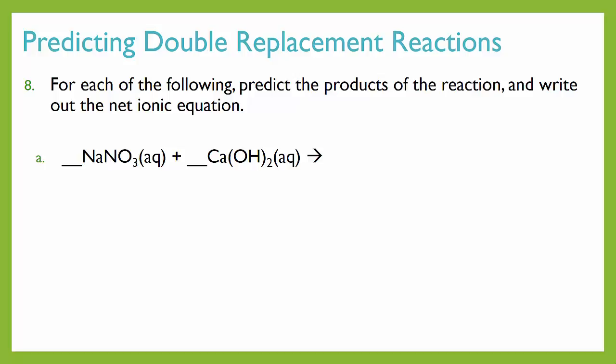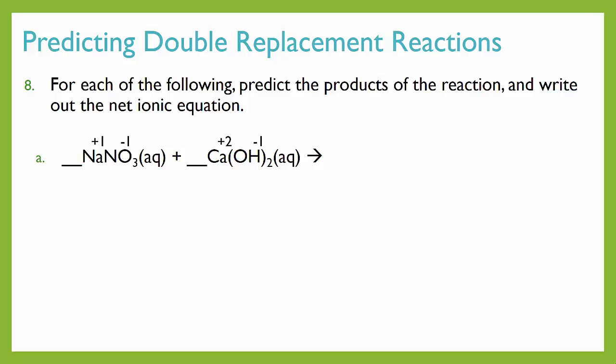So I'm starting with sodium nitrate, which is aqueous, and calcium hydroxide, also aqueous. So first thing I need to do whenever I'm predicting these products is determine the charges on all of my ions. So sodium is +1, nitrate is -1, calcium is +2, hydroxide is -1.